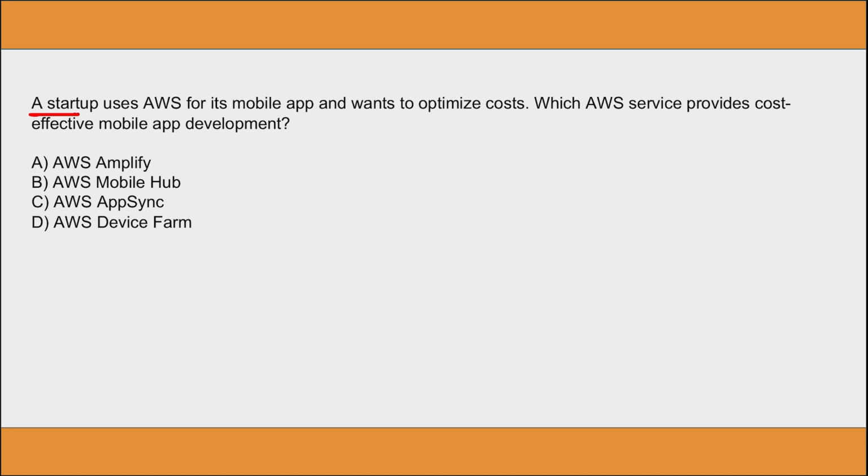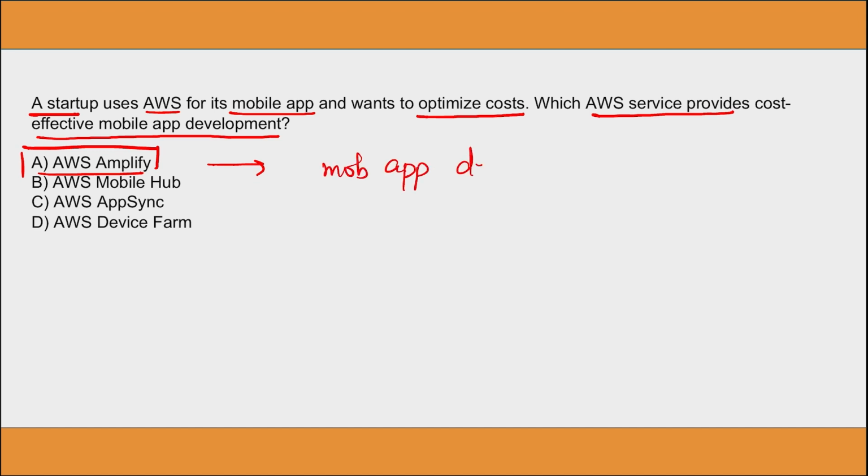Next, a startup uses AWS for their mobile app and wants to optimize cost. So which AWS service provides cost-effective mobile app development? For cost-effective mobile app development, AWS Amplify will be the best, right? This will simplify your app development as well as the deployment. This will integrate with AWS services. This will be scalable. It will provide secure applications and it will also reduce the development cost.